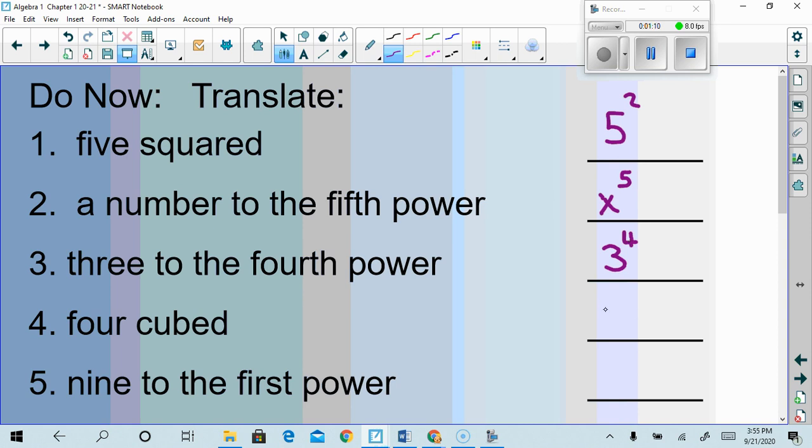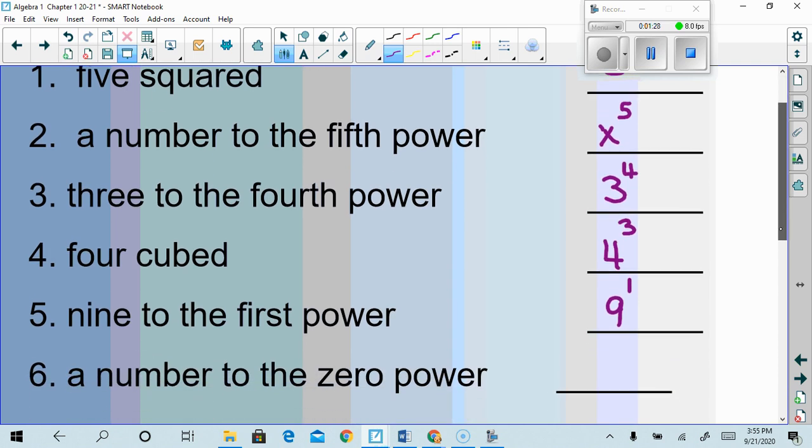4 cubed, 4 is my base, 3 is my exponent. That's the translation. If I had to simplify, it would equal 64. And then we have 9 to the first power. And we know that any number to the power of 1 is the number itself.